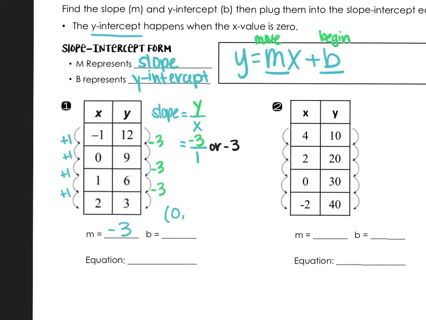Now b is, essentially it's a coordinate, okay? So you want to think, when x is 0, what is the y? Well, let's look at our table. Here, x is 0 on this line. So that means my y-intercept is 9.